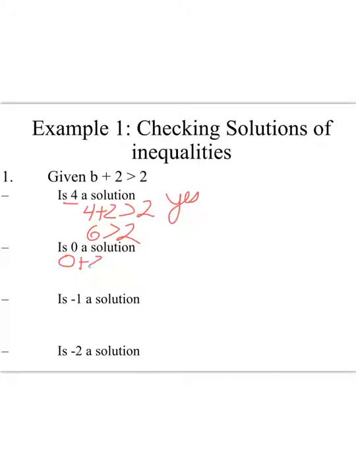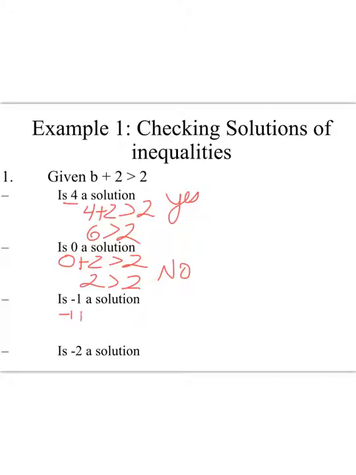When I check 0, so 0 plus 2 needs to be greater than 2. Watch yourself on this one. 2 cannot be greater than itself, and it is not a greater than or equal to sign. It's just greater than. So this is actually not a solution, because that's not a true statement. 2 cannot be greater than 2.